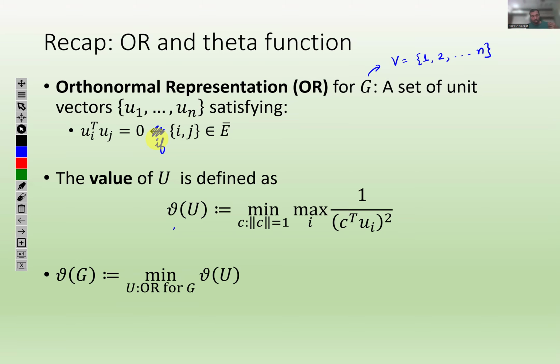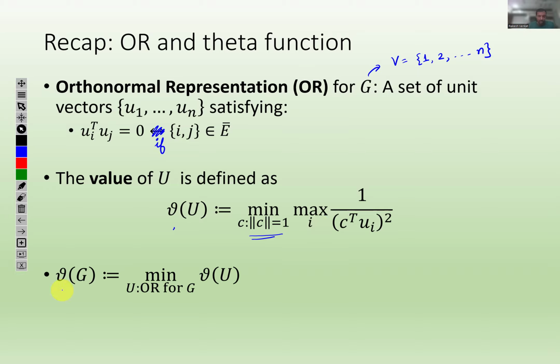Right. In particular, the niceness of an orthonormal representation is going to be based on a certain value that we assign. The value of an orthonormal representation is the minimum over all vectors C with norm C equal to 1 of the maximum over i of 1 over (C transpose U_i) squared. Think of C transpose U_i as a projection of the vector U_i on the unit vector C. You're taking the inverse of that, taking the square. We had seen good reason for why this is useful for us yesterday.